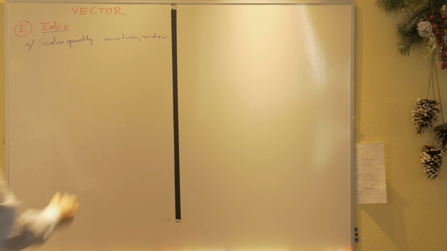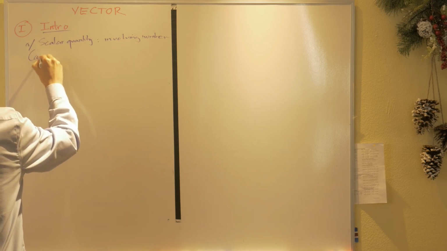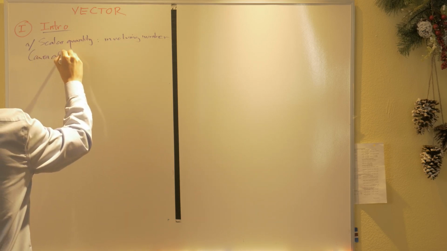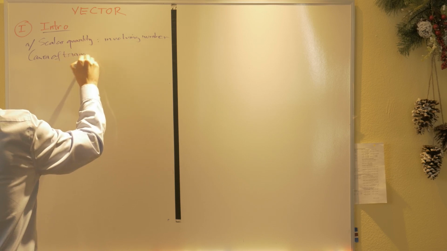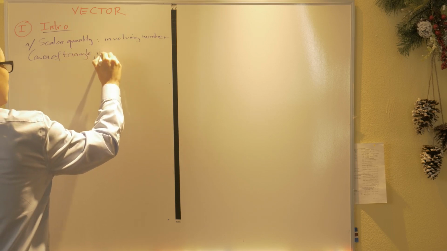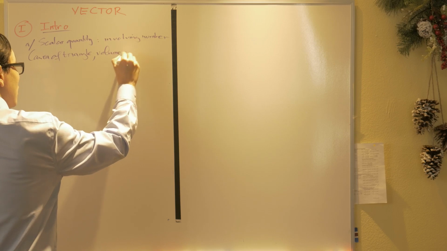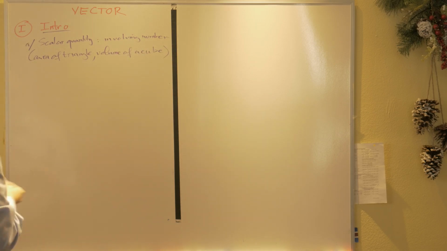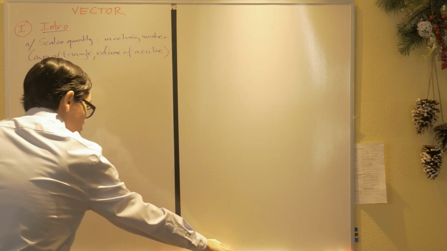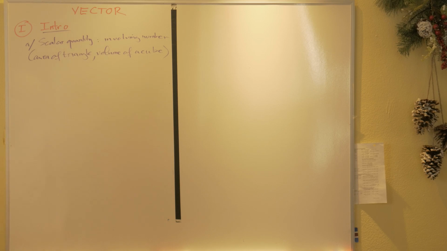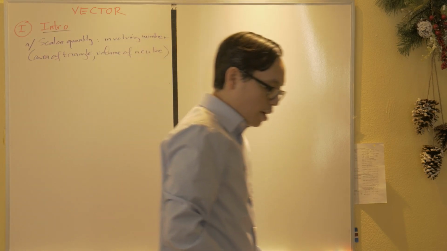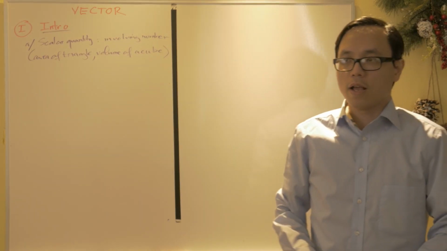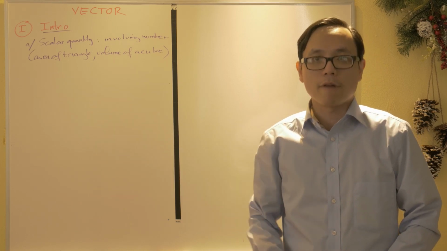They're just numbers. For example, area of triangle. Okay, volume of a cube. Okay, this is, I'm gonna throw this away. It isn't working anymore. Okay, volume of a cube. So it doesn't include direction over here.